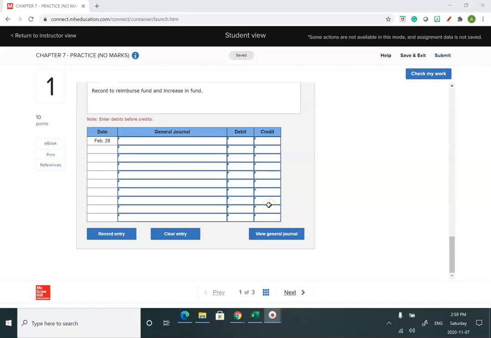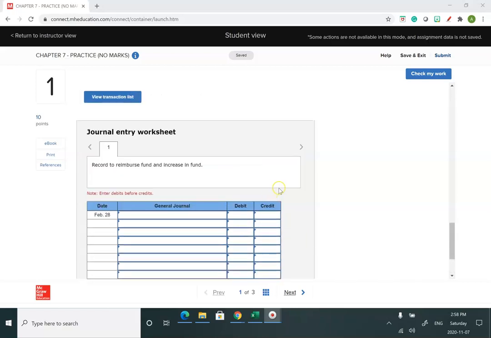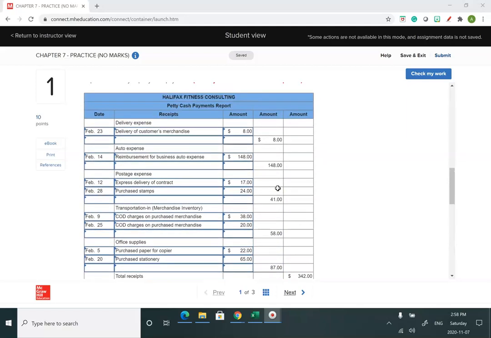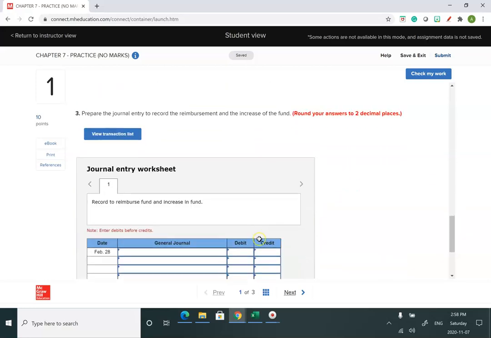So the last step is to actually journalize this transaction into my accounting records. It's actually not a complicated journal entry because we already did all the work. All I need to do is a debit to each of these accounts. Debit delivery expense for 8, debit auto expense for 148, debit postage expense for 41, debit merchandise inventory for 58, and debit office supplies for 87. So I'll just go ahead and make those adjustments.